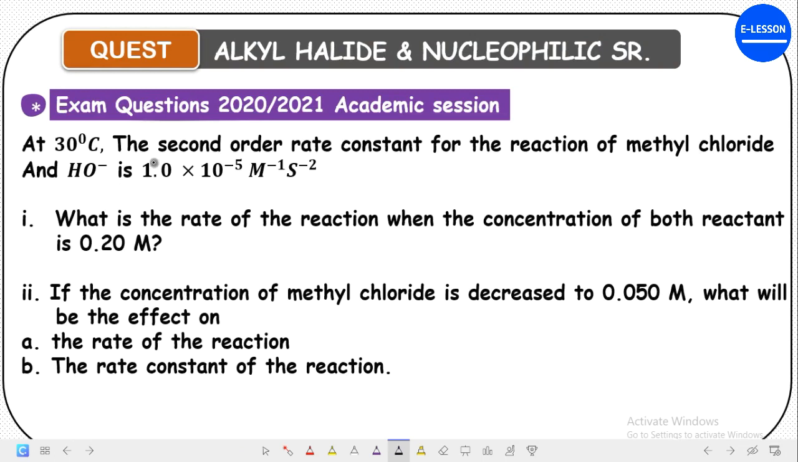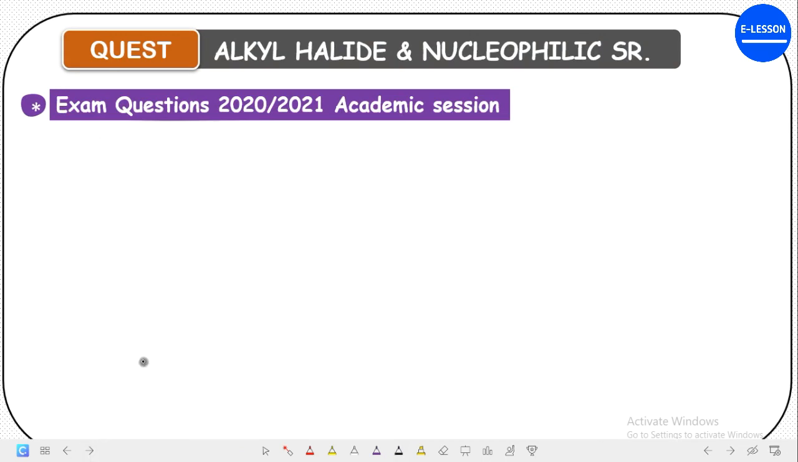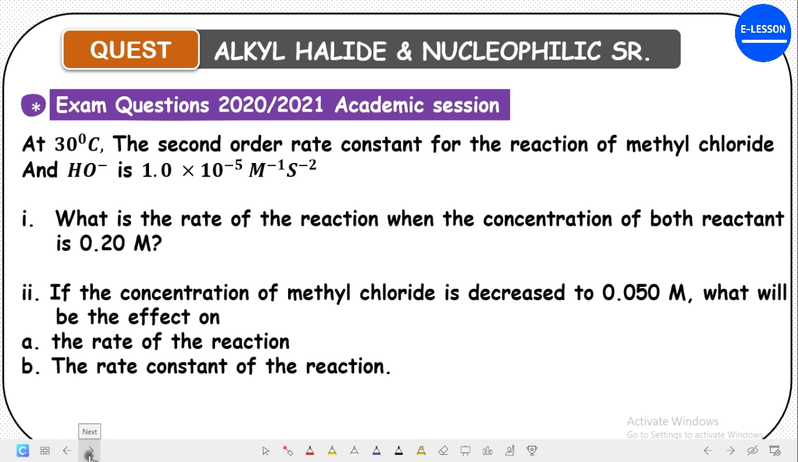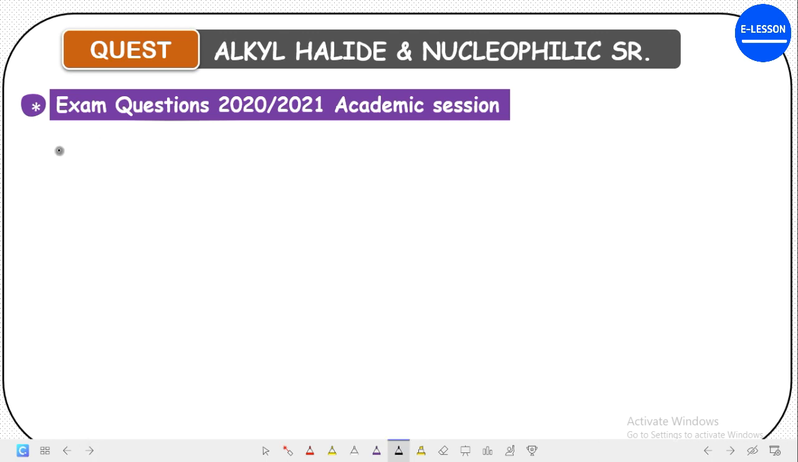The question says, at 30 degrees Celsius, the second order rate constant for the reaction of methyl chloride and OH negative is this. Now, whenever you are given any question like this, the first thing you need to do is to write the rate of the reaction equation, right? Between what? Methyl chloride, CH3Cl, and OH negative. Now this reaction is an SN2 reaction, so the product will be CH3OH plus Cl negative.